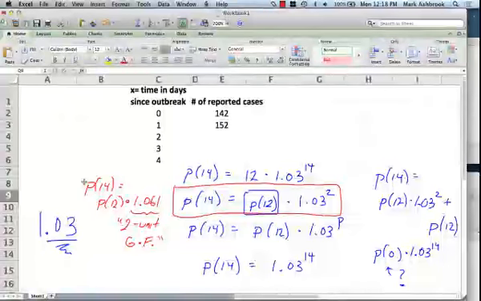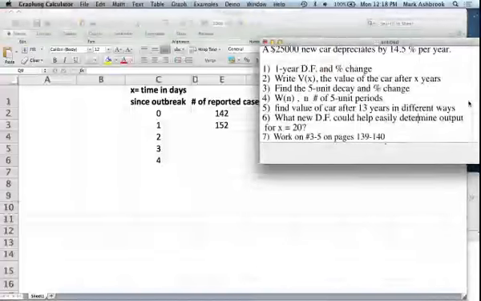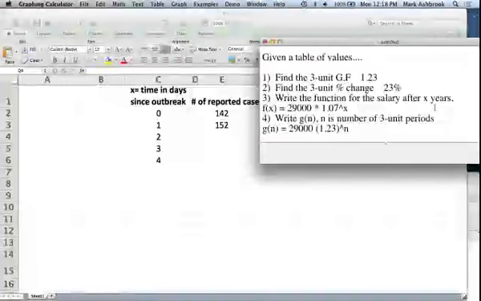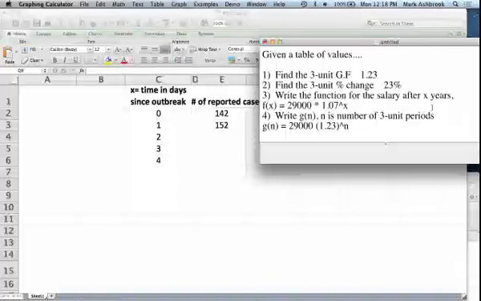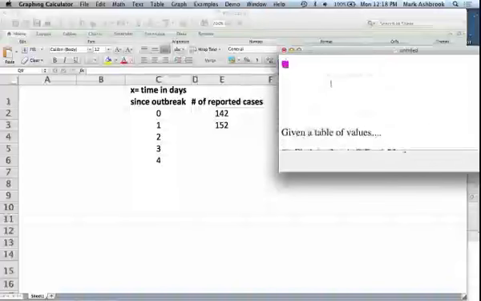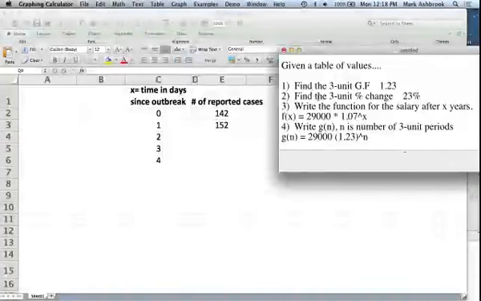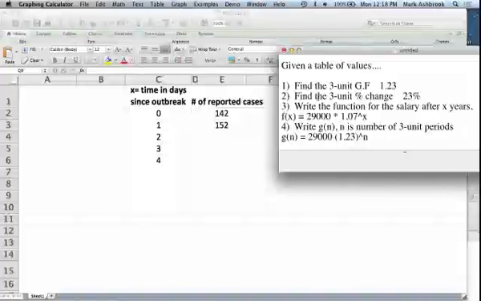Okay, so here's an example. There's an outbreak of a disease, and this is the number of days since the outbreak, and then there's some information on the number of reported cases. Initially there are 142 reported cases, and then as days go by, the number of reported cases grows.